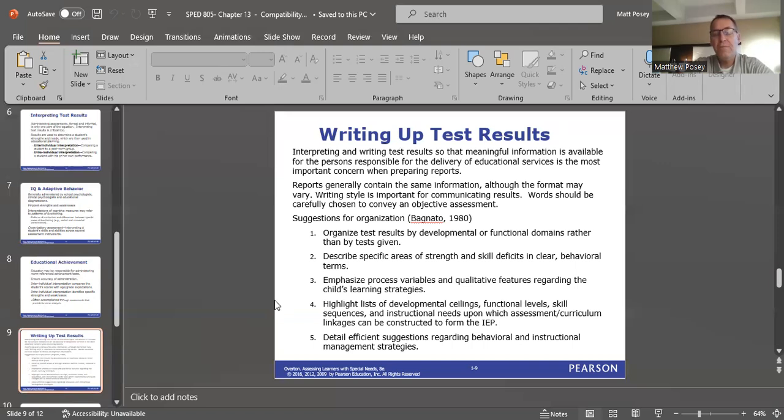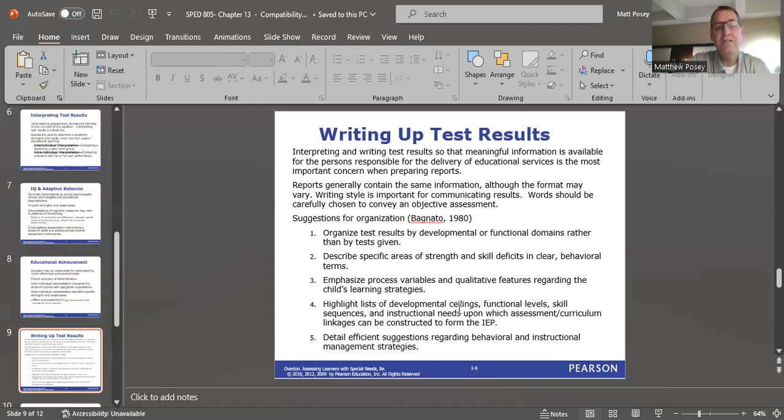And so when we talk about writing up results, we're taking all the information we've collected and we're putting it into a comprehensive report. We're going to organize based on domains rather than the tests that are given. We're going to describe the areas of strength and also the deficits or weaknesses that are very clear and specific. And we're going to emphasize process variables and different qualitative features regarding the students' learning strategies.